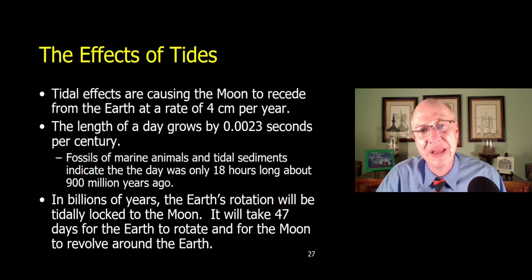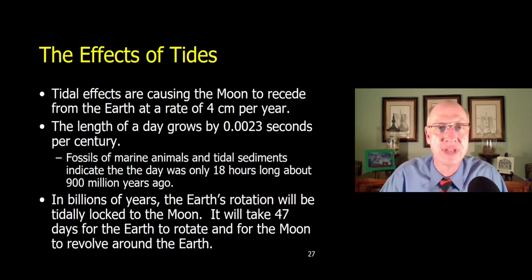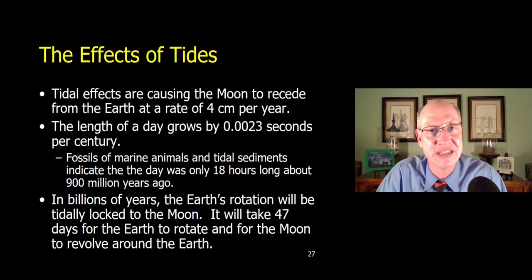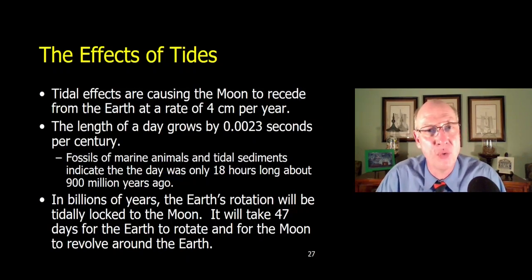But at this point, because the Earth's rotation and the moon's revolution are the same, these tidal forces will no longer cause the moon to recede from the Earth. And so we won't lose the moon. Just because it's pulling away from us at 4 centimeters per year doesn't mean that we're necessarily going to lose it. The rate at which it pulls away from us is going to slow down over time, and eventually it will come to a halt.